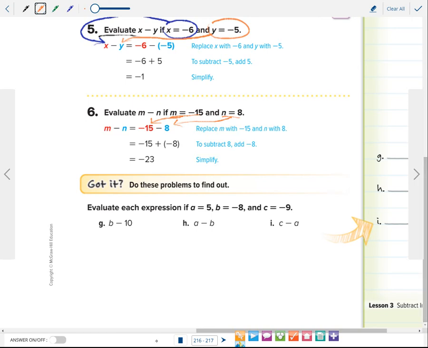All right, take a moment to do G, H, and I. I will get you started with H. A equals 5 minus B, which is negative 8. So do those three, and I want you to rewrite them with the numbers in there.